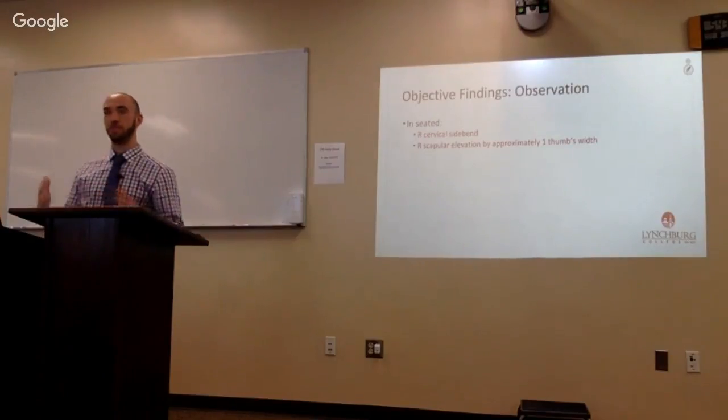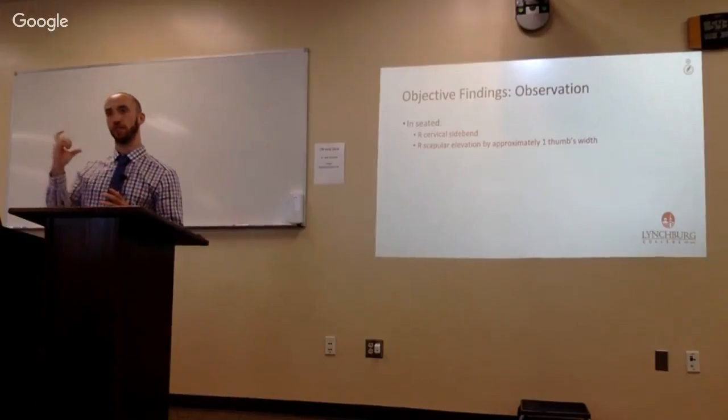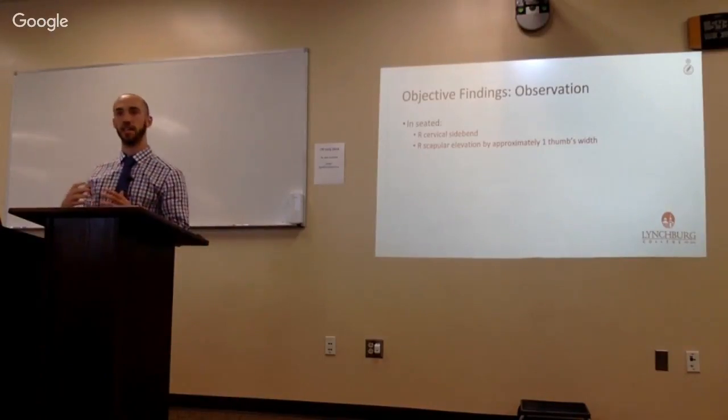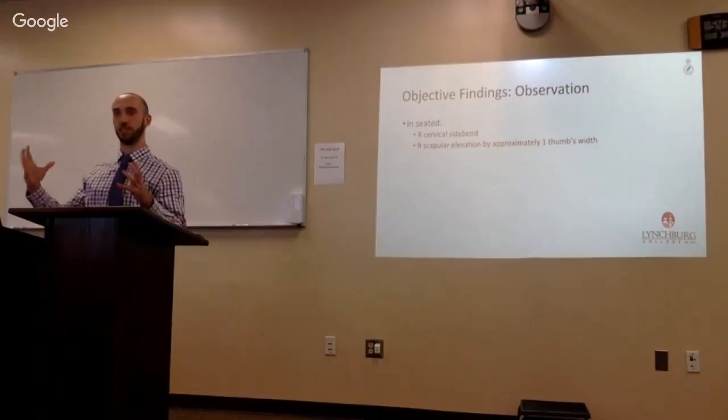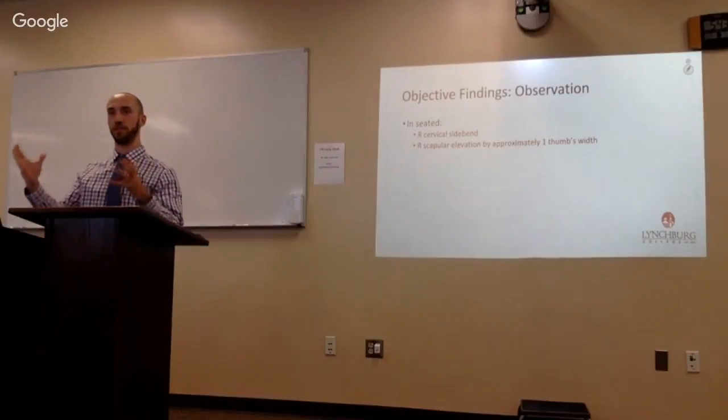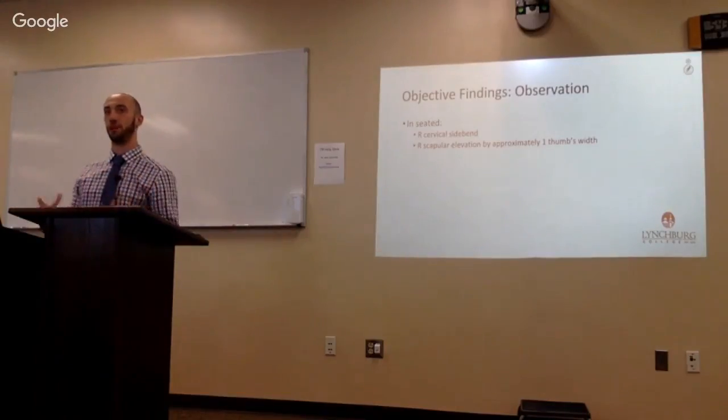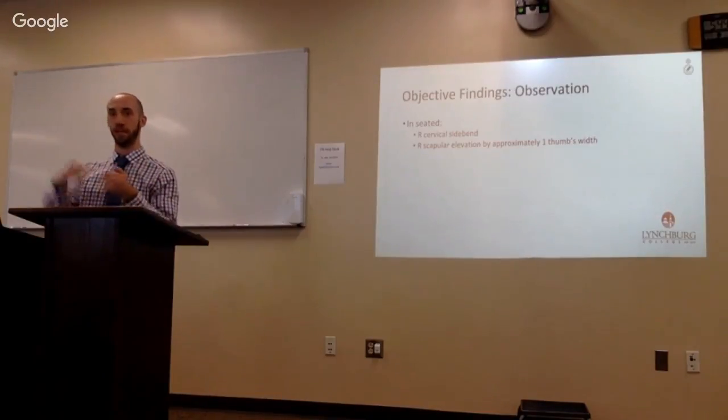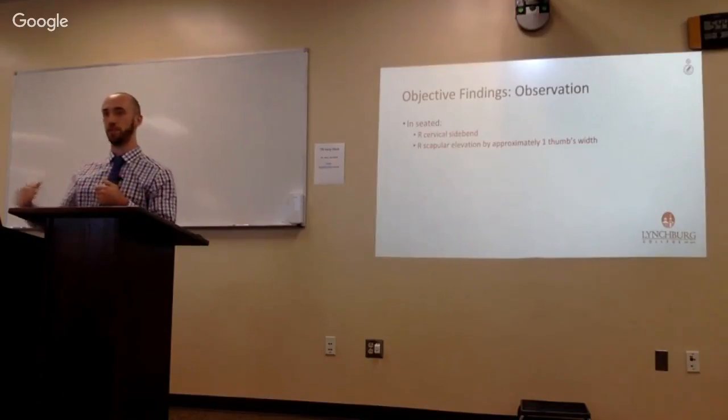So when we observe him sitting on the plinth, we can already see that he's sitting with a slight right cervical side bend towards the affected side. And it just looks like his right upper quarter was elevated relative to his left. So I went behind him and placed my thumbs on the inferior angles of his scapulas. And you can see a relatively elevated scapula on the right by about a thumb's width.